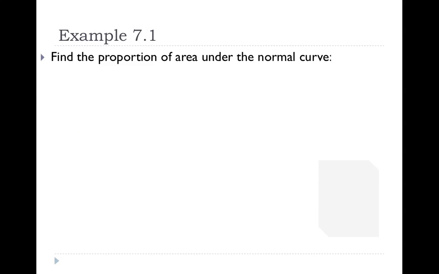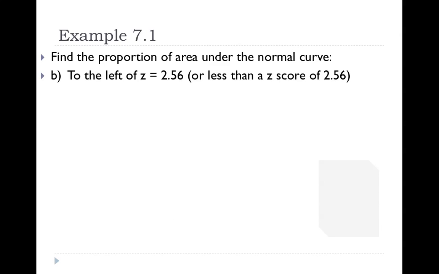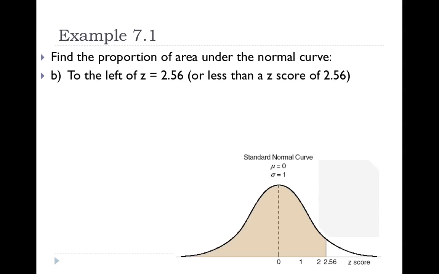Find the proportion of area under the normal curve to the left of z equal 2.56, which means less than a z-score of 2.56. So looking at a picture of the bell curve, in the center we have z equals 0, then we have z equal 1, and for reference z equal 2, and note that z equal 2.56 is a little bit to the right of z equal 2. Anything to the left of z equal 2.56 goes from this location all the way down towards negative infinity. All of the area under the bell curve down to negative infinity.